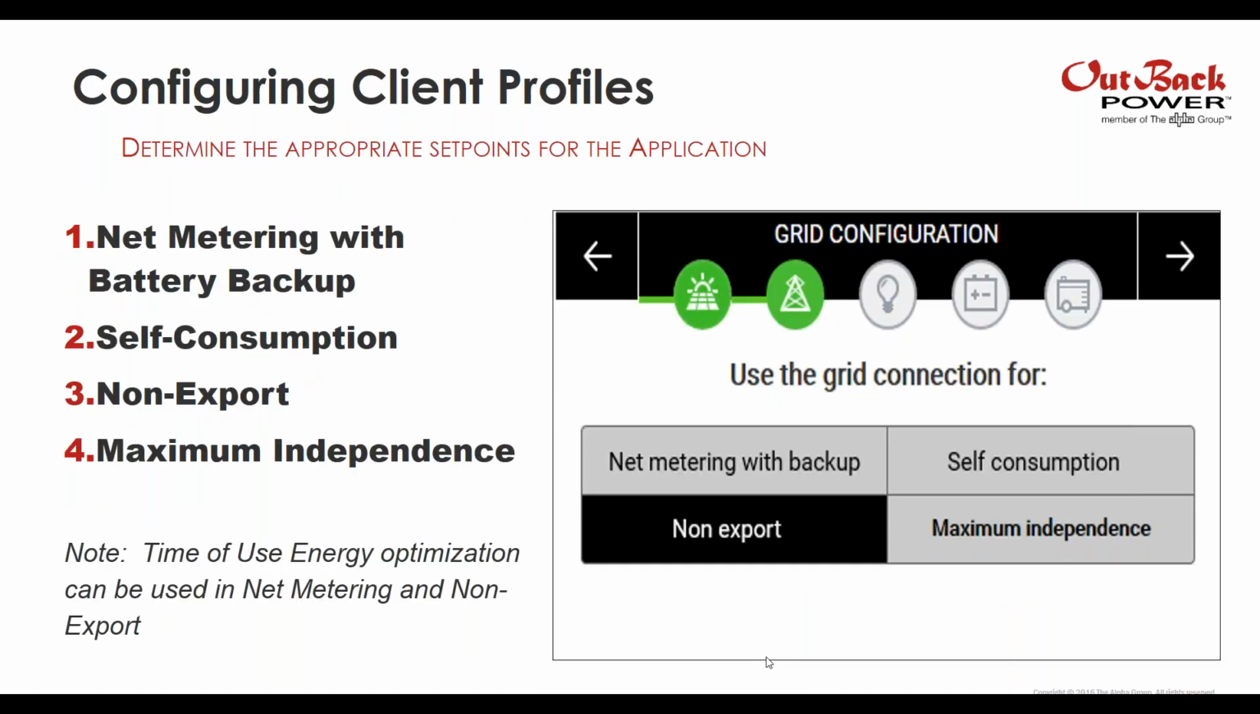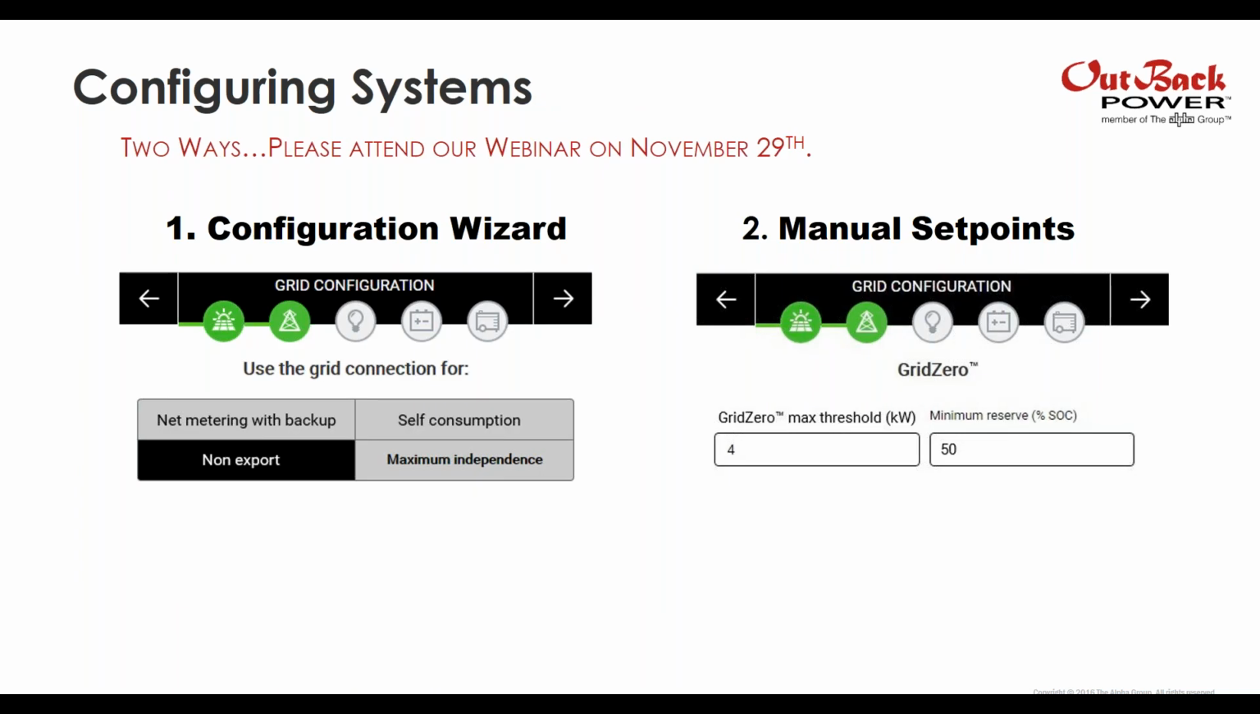With respect to configuration, it is quite easy, simple and straightforward. You can choose one of the 4 preset profiles: net metering with backup, self-consumption, non-export, or maximum independence. And then you get time of use energy optimization enabled for you in either net metering or non-export, your 2 options there on the left. And then there are 2 simple ways to do that. One is through our setup configuration wizard, which launches by default when you install and buy your SkyBox. And the second way is by doing manual set points by clicking on any one of the 5 tiles from the SkyBox home screen.